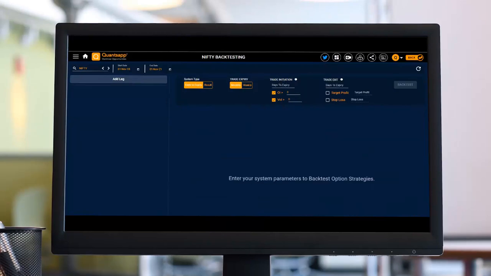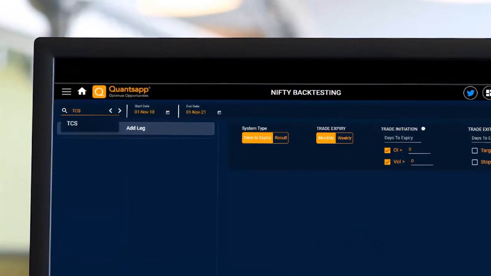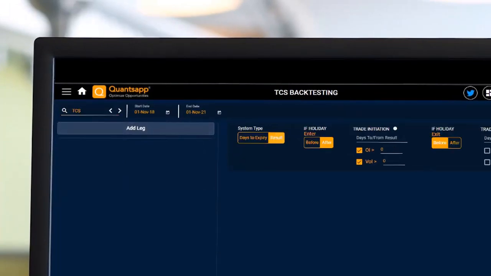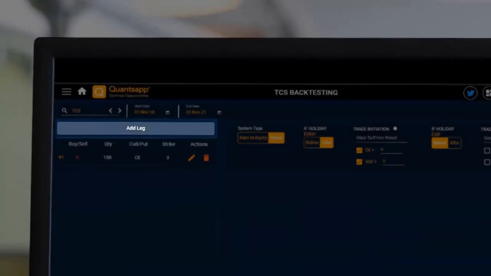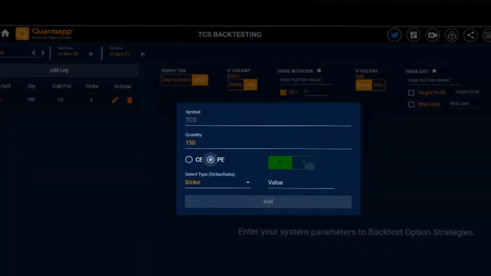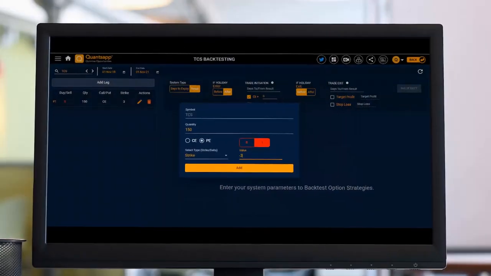Now let's try to understand the other part of the backtesting. So let's say TCS, I want to go ahead and do result based backtesting, add leg. So TCS call option, every time I want to sell, let's say 3 strikes out of the money call, sell, add leg. Okay. Put option, I also want to sell 3 strikes out of the money put option every time.